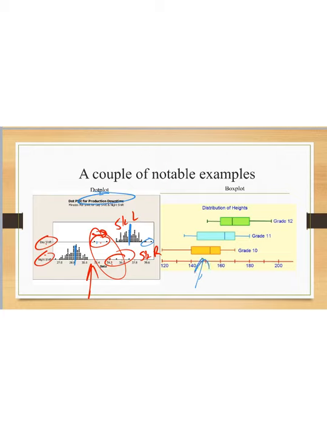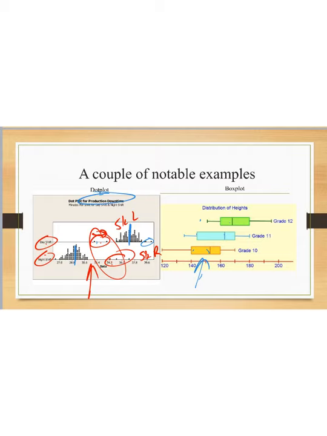This is a parallel box plot. As you can see, there's three of them. The question you'd get here is to compare the distributions. And when you compare the distributions, all you'd really say here is grade 12 has the highest median of height, followed by grade 11, followed by grade 10.